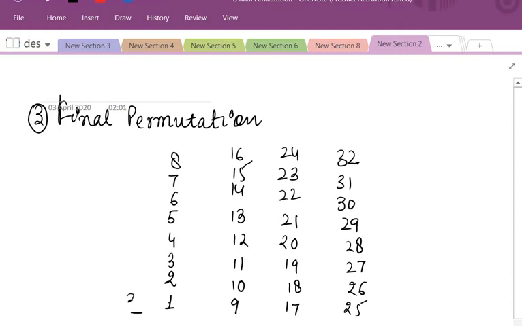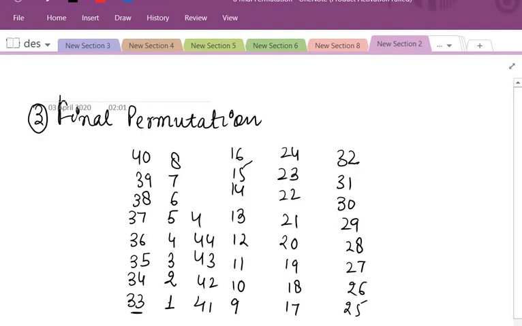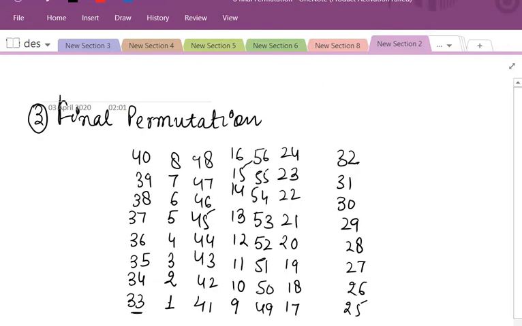Here. So that is 33, 34, 35, 36, 37, 38, 39 and 40. Then 41, 42, 43, 44, 45, 46, 47 and 48. Then 49, 50, 51, 52, 53, 54, 55 and 56. And the last column will be 57, 58, 59, 60, 61, 62, 63 and 64. So this is the way to draw the final permutation table.